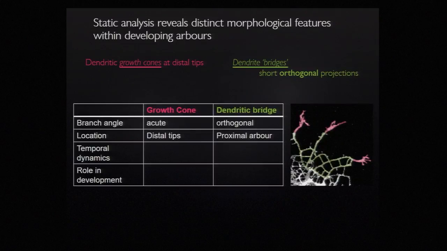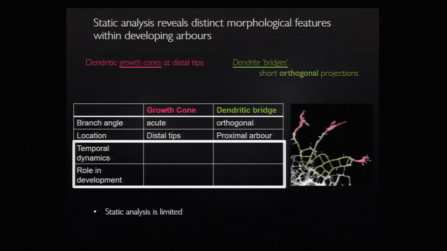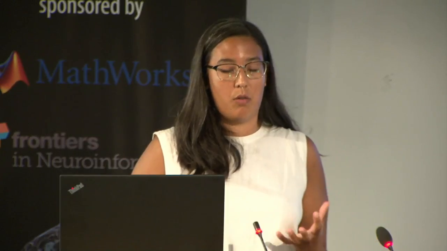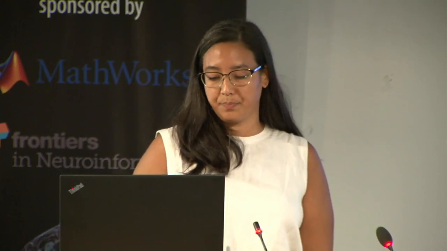So this allowed me to develop my model of dendrite self-avoidance, or dendrite development, where you have growth cones that have multiple bifurcations at acute angles, in contrast to dendritic bridges that project at orthogonal angles. And as well, the growth cones are at the distal tips, whereas the bridges are more proximal. But all of the static analysis is limited. What it can't tell you are the temporal dynamics. How are these morphologies changing throughout development? And if you track these morphologies throughout development, what is their role in leading to that final morphology?